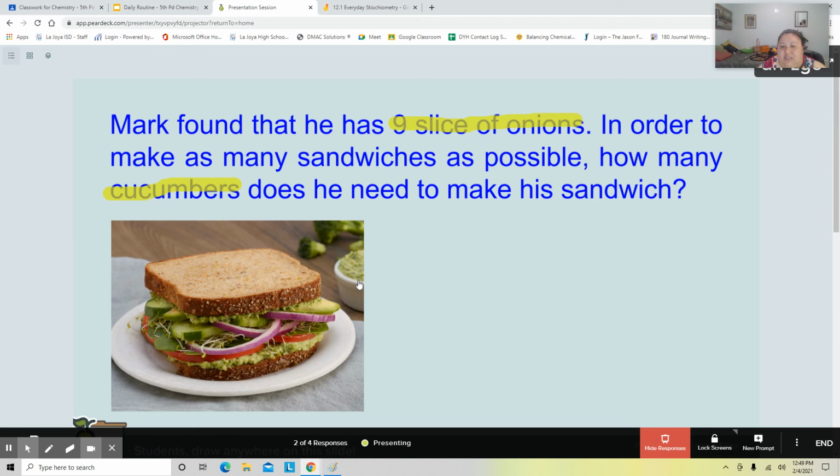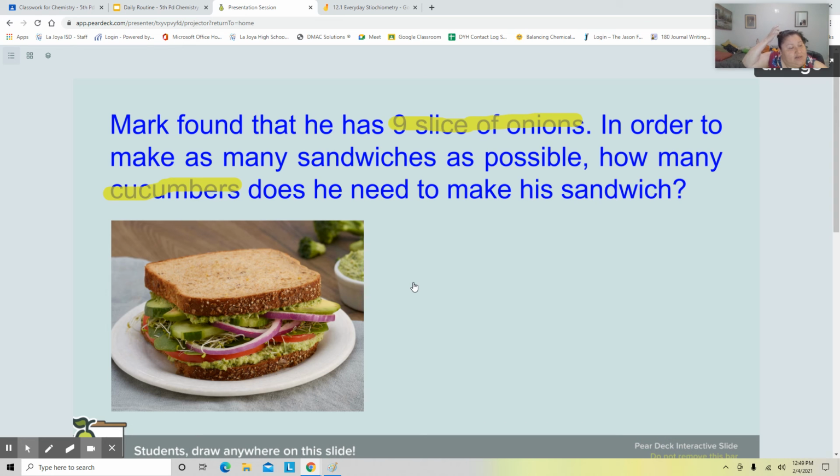So the first thing I'm going to do is put 9 onions over 1. Show me 9 onions over 1. I'm not going to look at the reaction. I'm not going to look at the equation. I'm going to start by showing the information they gave you. 9 onions over 1, right? Perfect. Look, he's already done the setup.